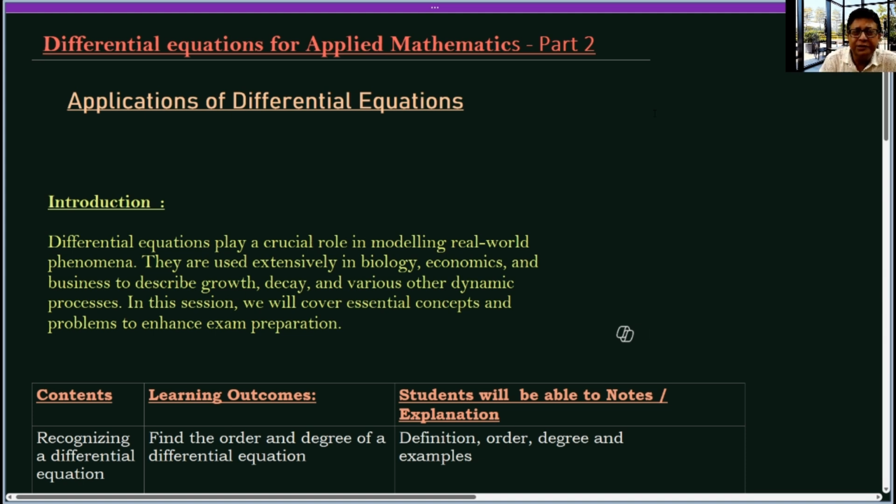Just before starting the session, I would like to tell you that most of you are commerce and arts students. Biology is not in your syllabus, nor is physics. So any problem where the concept of physics and biology is involved, the solution of it is not expected from you.